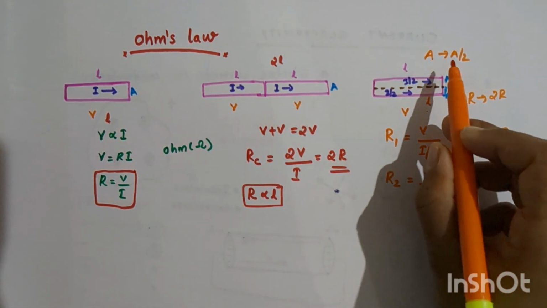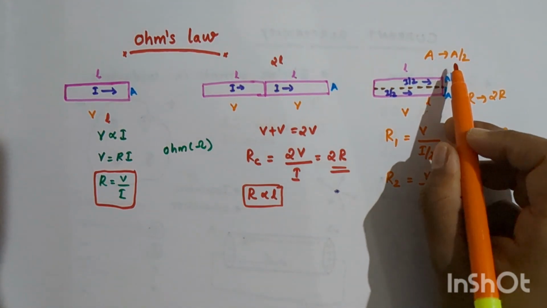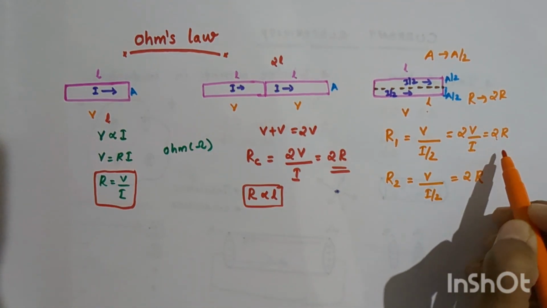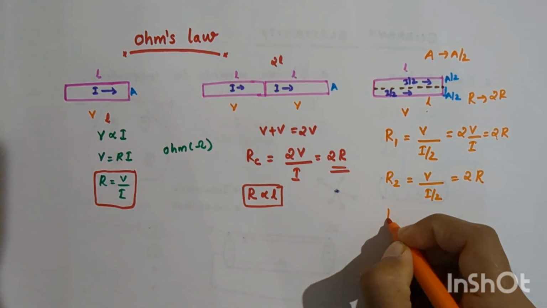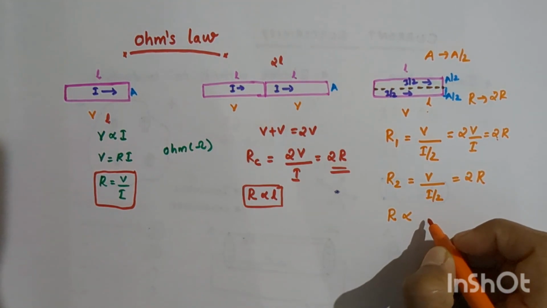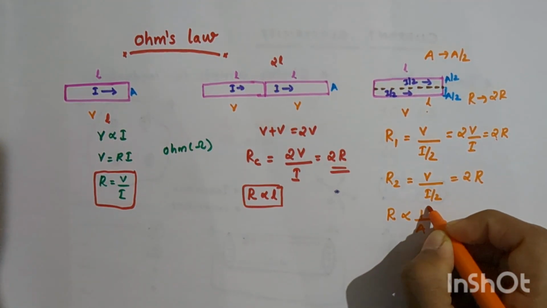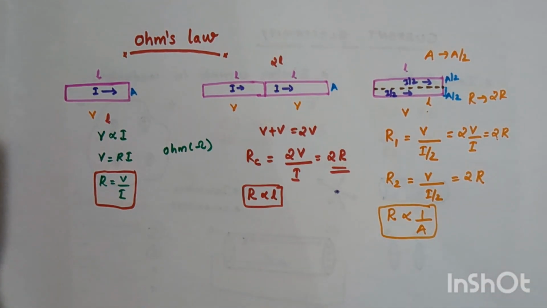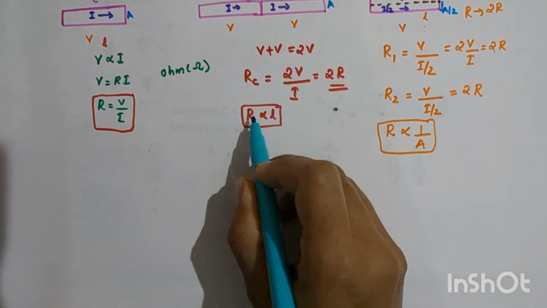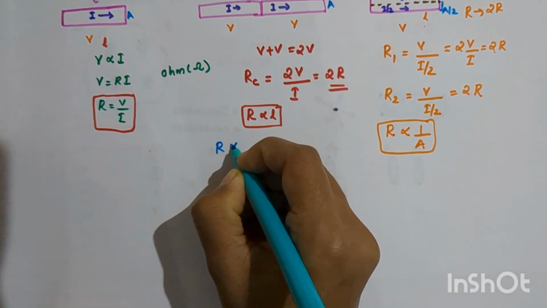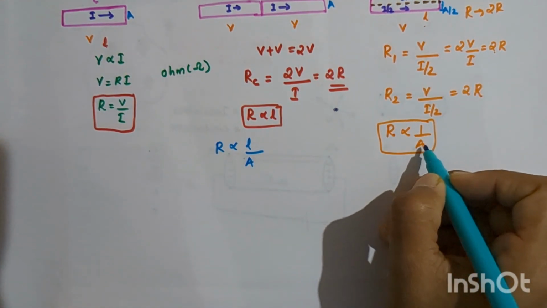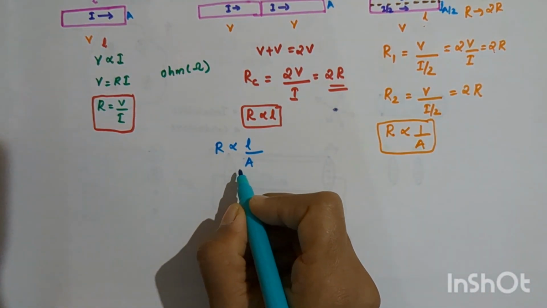Halving the area of cross section of a conductor doubles the resistance. That is, when area of cross section has decreased, resistance has increased. So we can write that resistance is inversely proportional to the area of cross section. That is, R is proportional to 1 by A. Now, by combining these two, we can write R is proportional to L and it is proportional to 1 by A, so A is in the denominator.